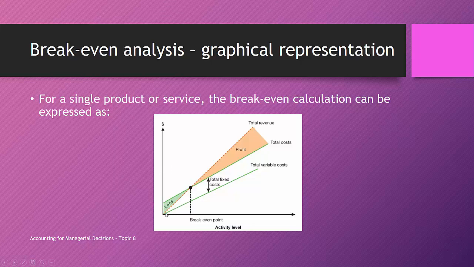Because the revenue line has a steeper gradient than costs, they will meet at some point. And that point that they meet at is the break-even point.